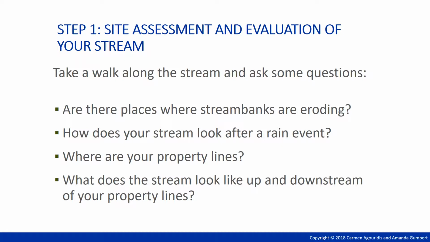The first step to improving a backyard stream is to consider a site assessment and evaluation. Take a walk along the stream and ask yourself some questions. It might help to take a friend or neighbor along so you can talk about what you see. Are there places where the stream banks are eroding? How does your stream look after a rain event? Do you know where the property lines are? What does the stream look like up and downstream of your property lines? Is there a buffer between the stream itself and the adjacent land use, such as a mowed lawn, building, etc.?